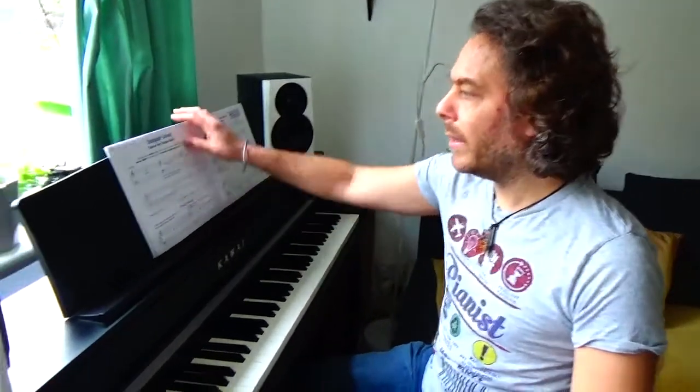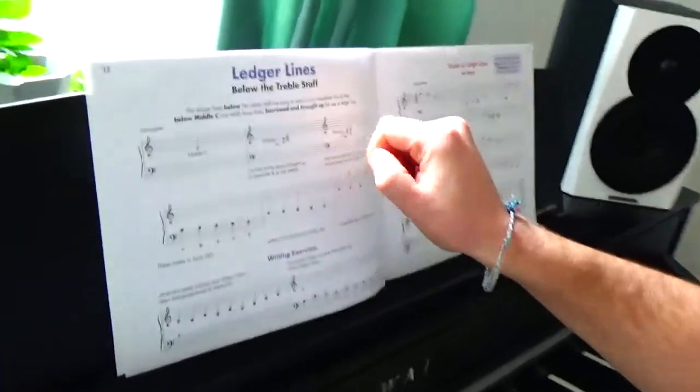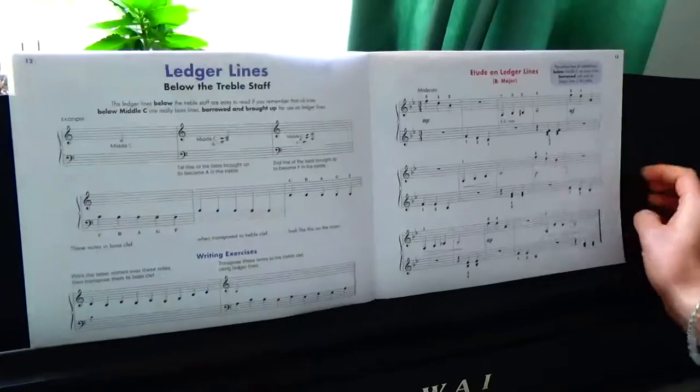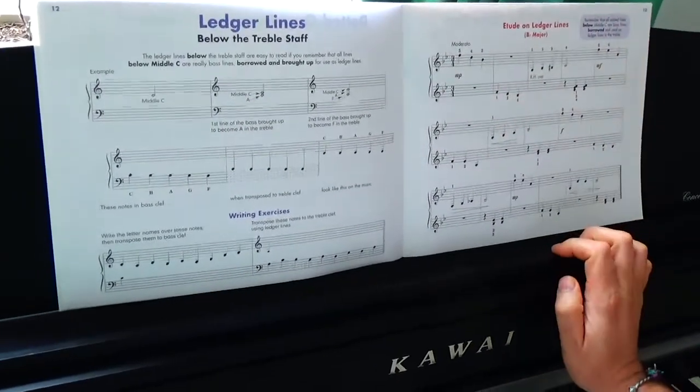Now time to go to our lesson. Today I want to continue with the John Thompson Piano Course Part 4, and I want to talk about the ledger lines below the treble clef stave. We're on page 12, and obviously I want to play for you the Etude on ledger lines in B flat major on page 13.